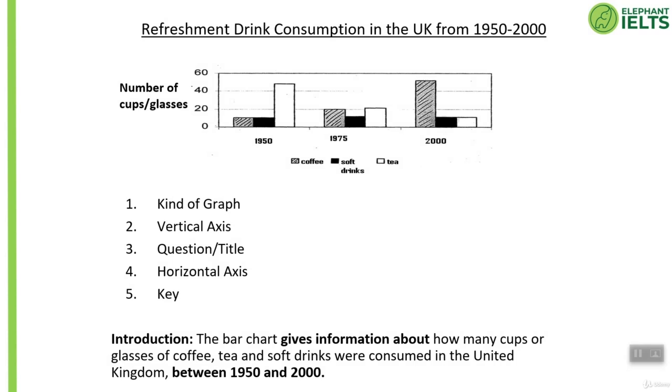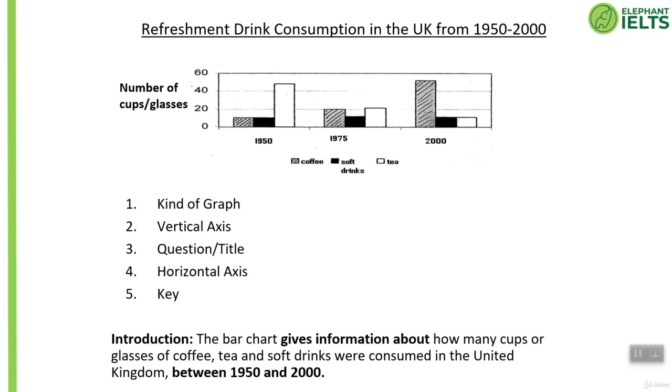Here's our bar chart again. So using all these 5 pieces of information, we can write this: the bar chart gives information about how many cups or glasses of coffee, tea and soft drinks were consumed in the United Kingdom between 1950 and 2000.